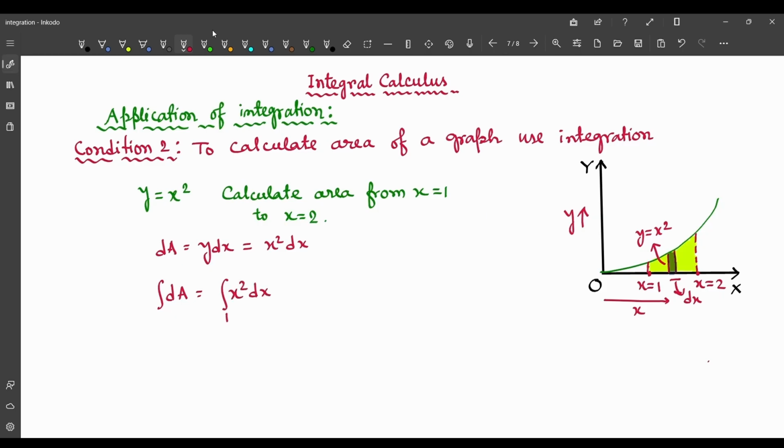When x is equal to 1, area is 0. When x is equal to 2, area is A. Integration dA is A, and here integration of x square is x cube by 3, and the limit is 1 to 2. Then putting the limits in place of x, that is upper limit minus lower limit, so this is 8 by 3 minus 1 by 3, equal to 7 by 3 square unit.